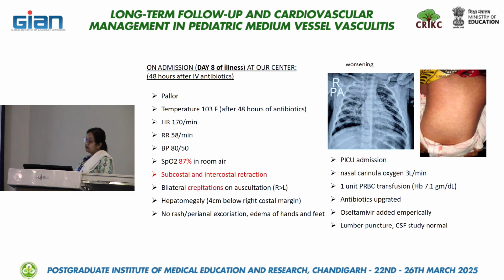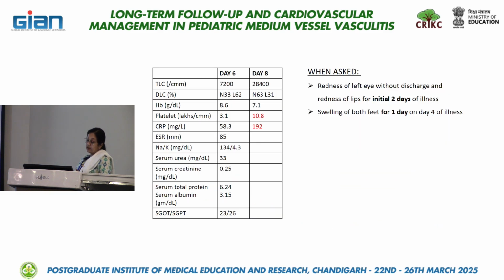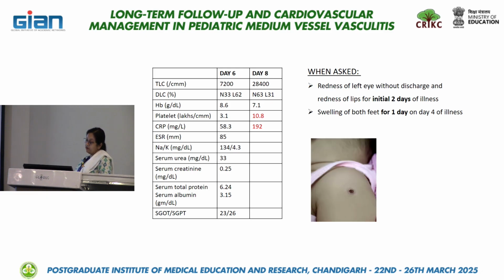By that evening, the child developed this rash, these macular rashes mainly on the back. So investigation was repeated on the same day, which showed an increasing trend of the platelets. It became 10 lakhs and CRP became 192. When asked, the mother gave a history of redness of the left eye without discharge in the initial 2 days of illness, and swelling of the feet for 1 day on day 4 of illness.